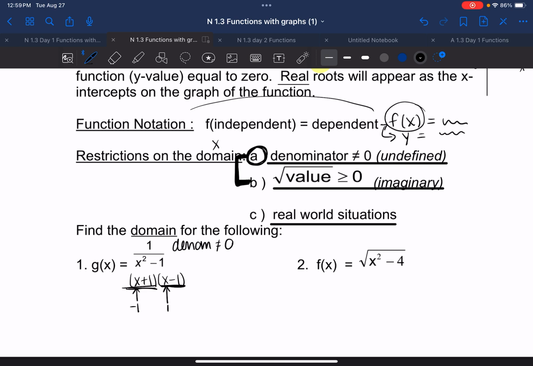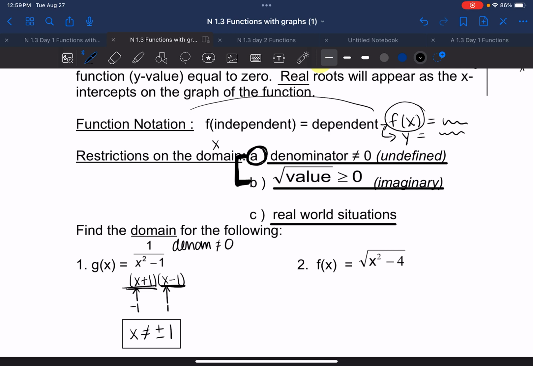It would take us a really long time to list all the numbers that would work. So what's going to be easier for us to do is say everything works except x cannot be equal to positive and negative 1. So this would be our domain.